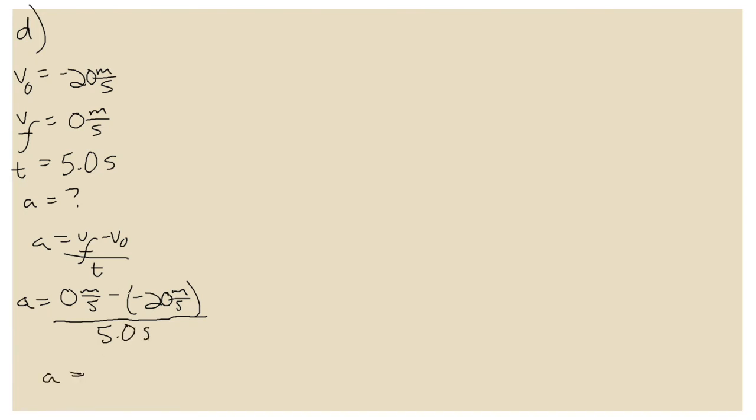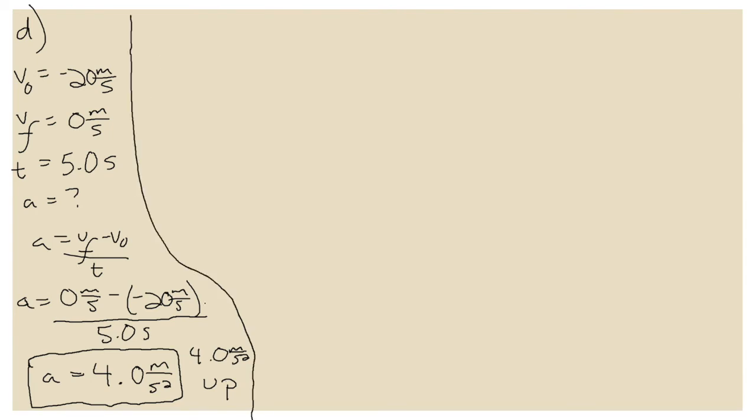And 0 minus negative 20 is positive 20, and 20 over 5 is going to be a positive 4 meters per second. Now, the reason why we want to establish that, of course, is because the direction of the acceleration really matters. And so I'm going to write here 4 meters per second squared up. So the acceleration is 4.0 meters per second squared. The acceleration in this case is up. And the fact that the acceleration is up here is everything we need to know.